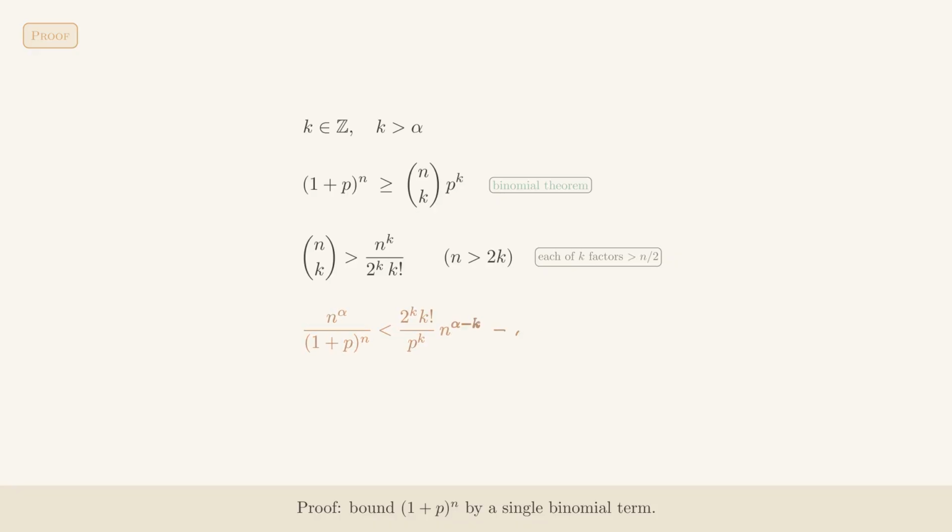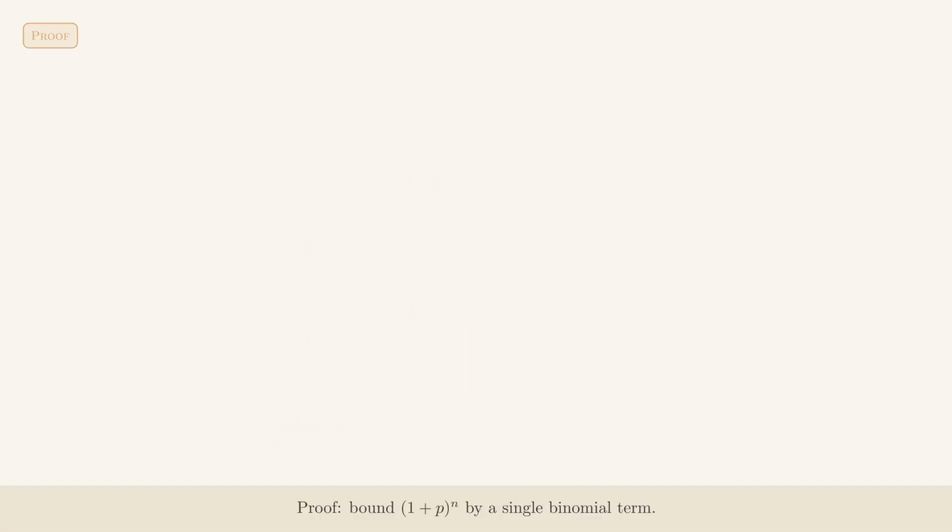Substituting, the ratio drops below a fixed constant times a power of n with a negative exponent. And we proved at the very start that a positive power of n in the denominator tends to 0. The squeeze then finishes the argument. No fixed power can keep up with steady exponential growth. In the long run, the exponential wins by an unbounded margin.